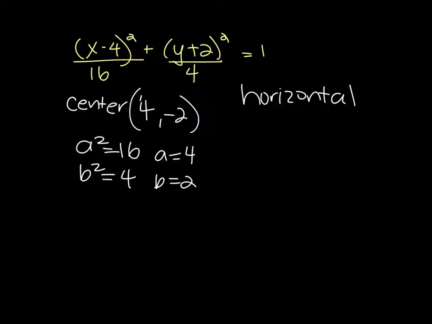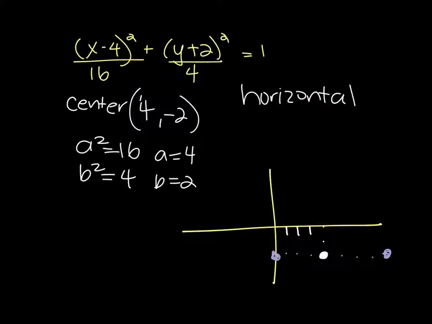So then on the graph, I start at the center, 4, 1, 2, 3, 4, negative 2. From this point, it's horizontal, which means I'm using the a to go right and left. From the a, I'm going 1, 2, 3, 4 to the right, 1, 2, 3, 4 to the left. And then I'm going up 2 and down 2. A very lopsided ellipse, but you get the point.